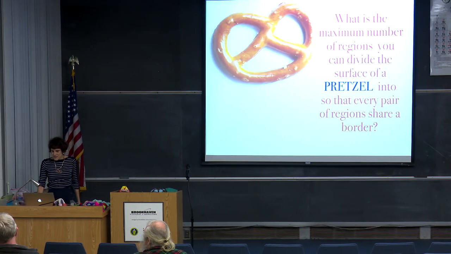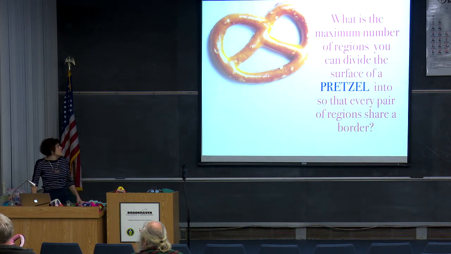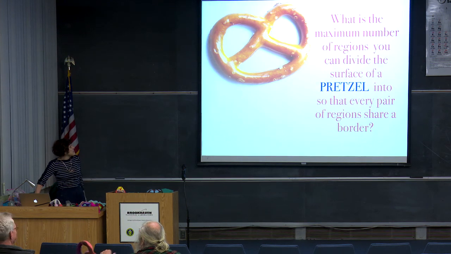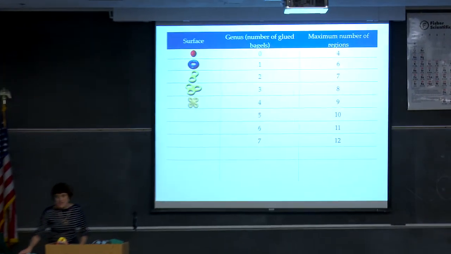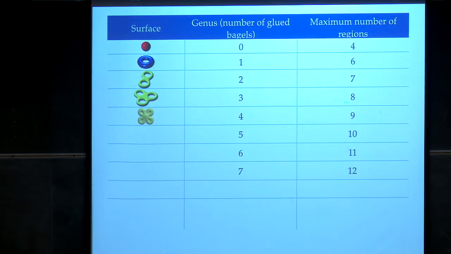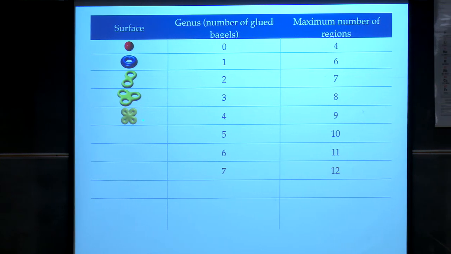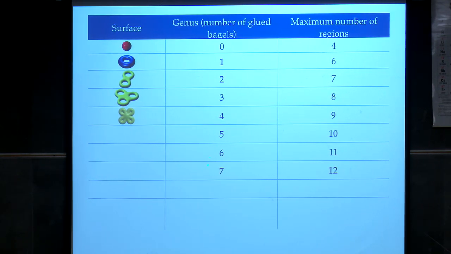And for the pretzel, we call it genus 3. The number of regions is 8. So this takes some work to prove. Here is 8. If you have 4 bagels attached, it's 9. Then 10. For 6 is 11. For 7 is 12. What do you think is 8?